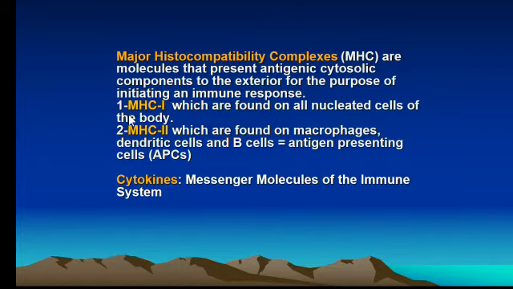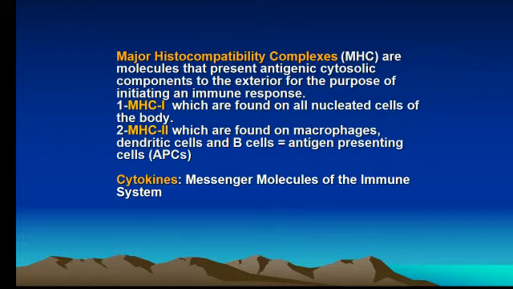They are divided into two types: major histocompatibility 1 and major histocompatibility 2. Starting with MHC 1, it is found on all nucleated cells of the body.